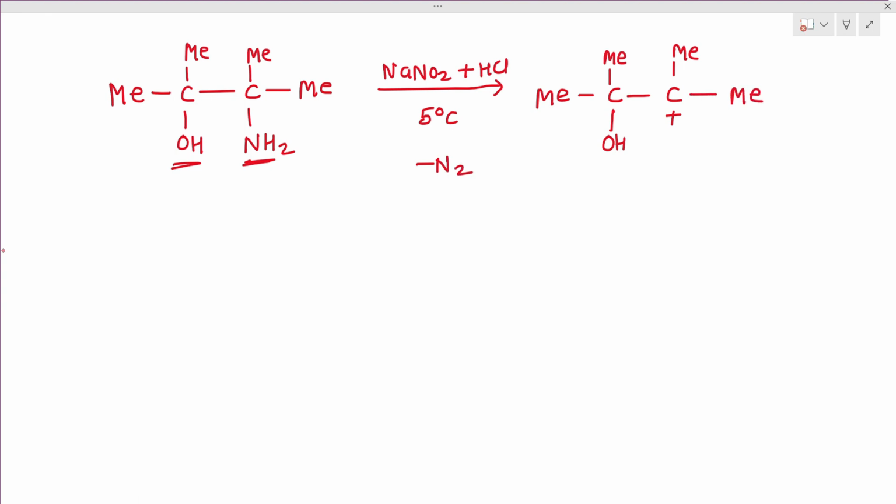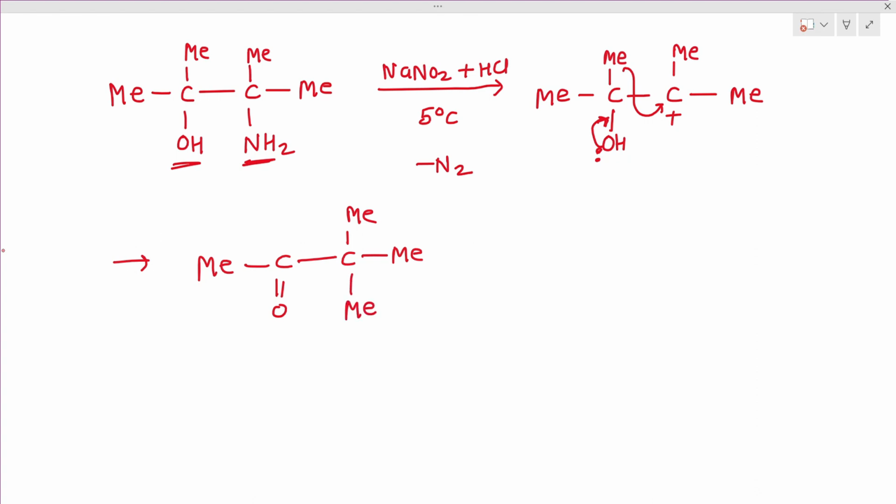Okay, now this methyl group will migrate. This lone pair will move like this and we are getting Me C double bond O C Me Me. In this manner you are getting your product.